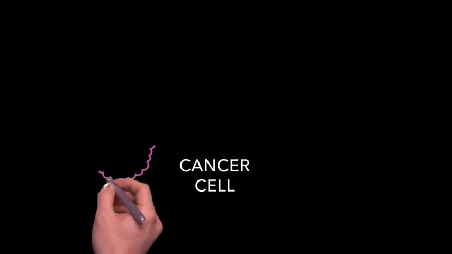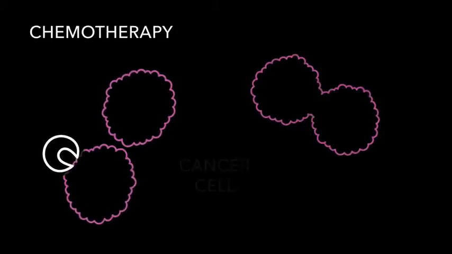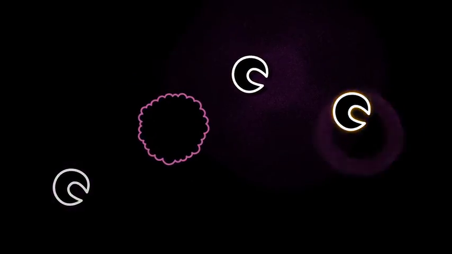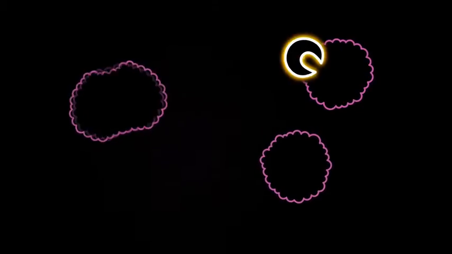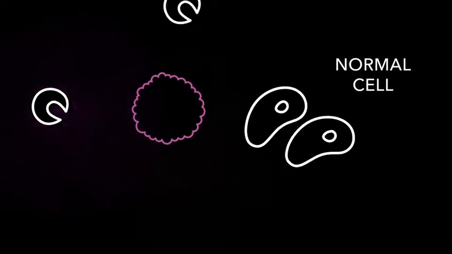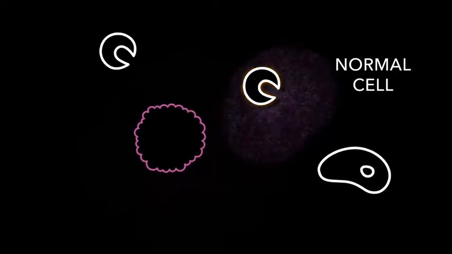Traditional cancer chemotherapy is not specific. It attacks all dividing cells. Because cancer cells divide quickly, they're more susceptible to chemotherapy than normal cells. But most normal cells do divide at some point and may be affected by chemo.